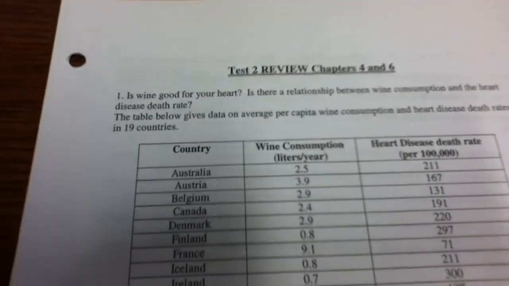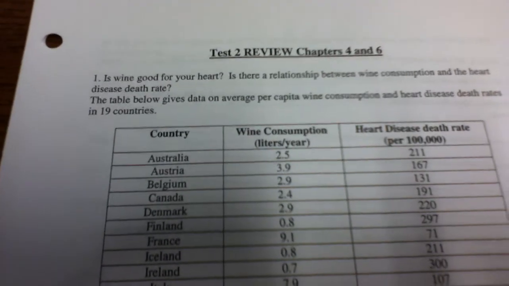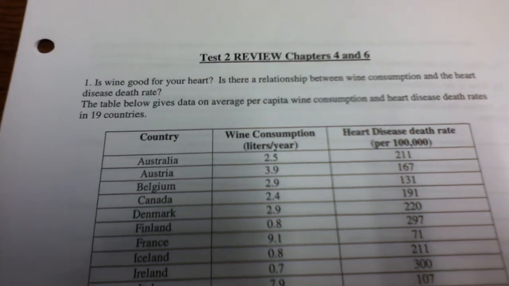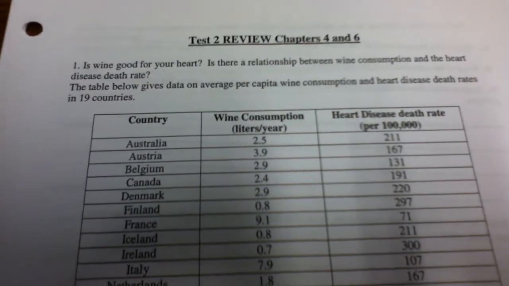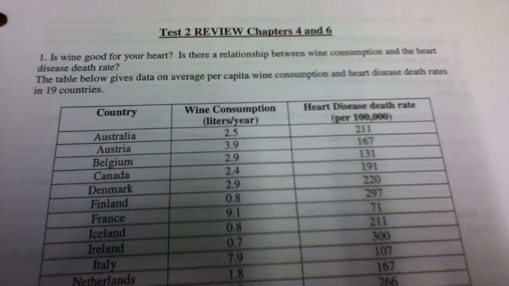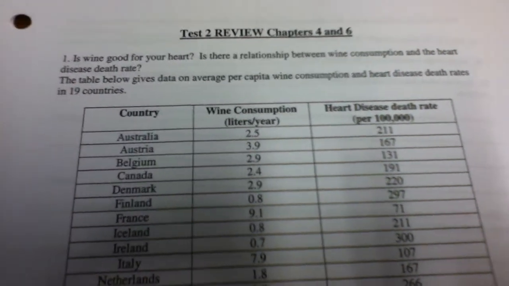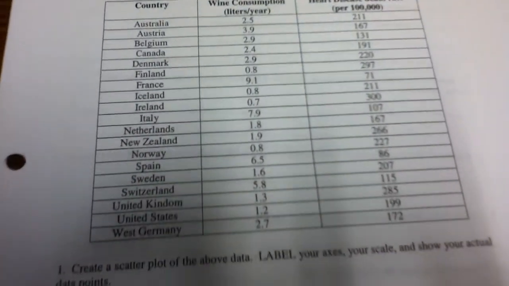Okay, we're going to go over the review for Test 2, Chapters 4 and 6. Question 1. Is wine good for your heart? Is there a relationship between wine consumption and the heart disease death rate? The table below gives data on average per capita wine consumption and heart disease death rate in 19 countries. So we have this data.